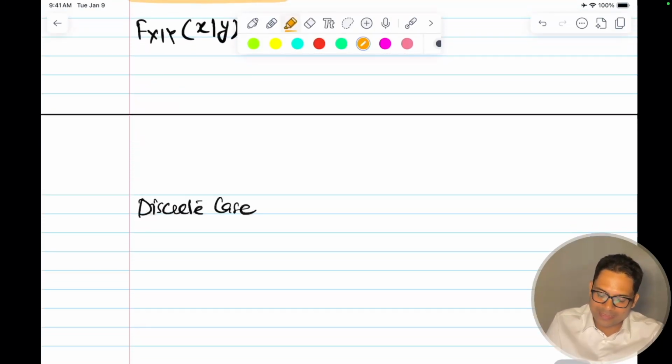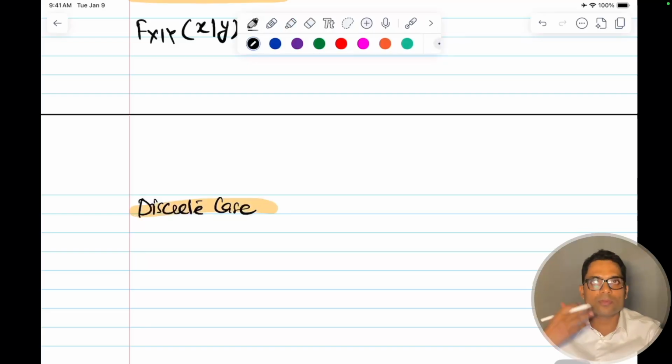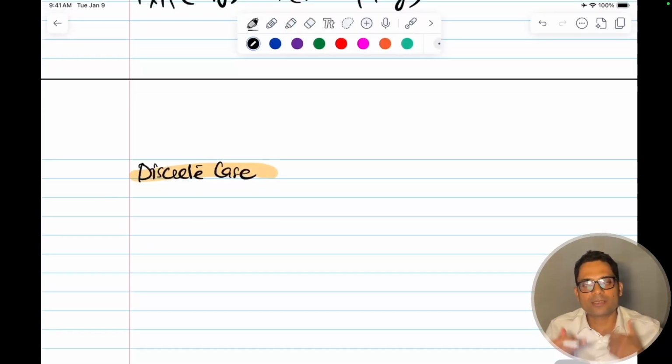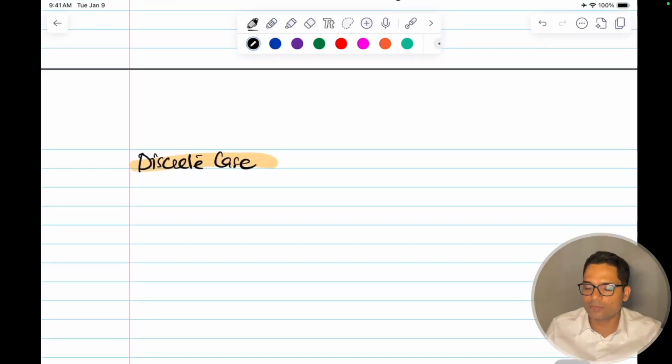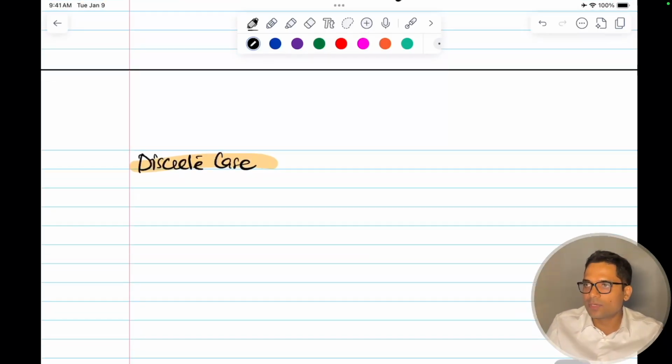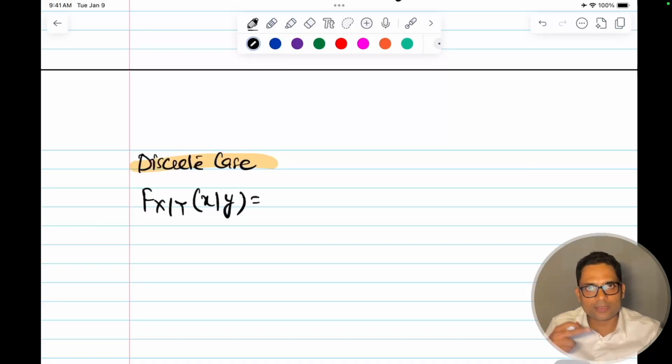So I understand this is repetitive, but this will give you a very strong repetition and will give you the formulae feel. Okay, what is the discrete case? F of x given y, single line is x, y. The notations, be very careful: this is comma and this is given. Okay, these notations you will keep on finding everywhere.